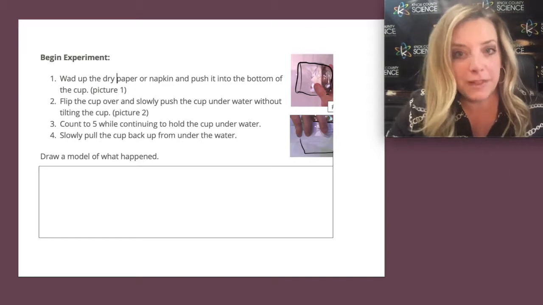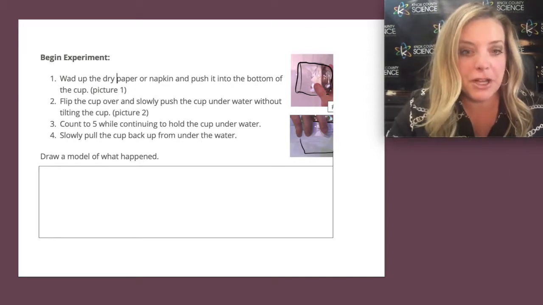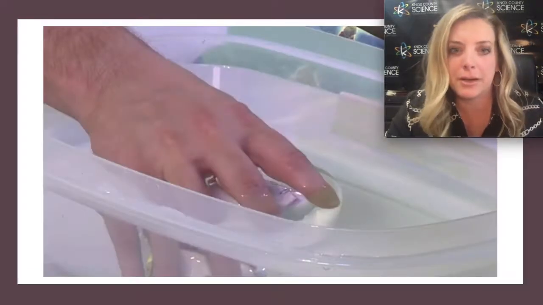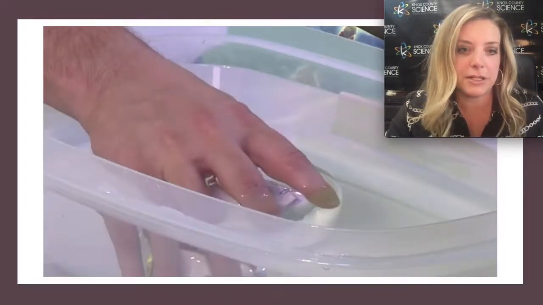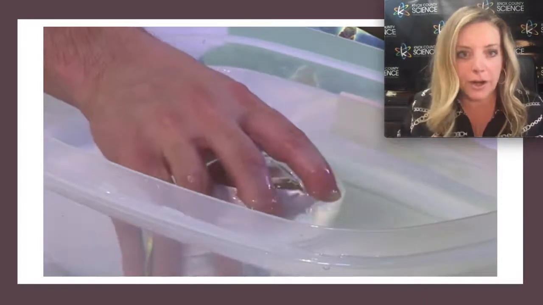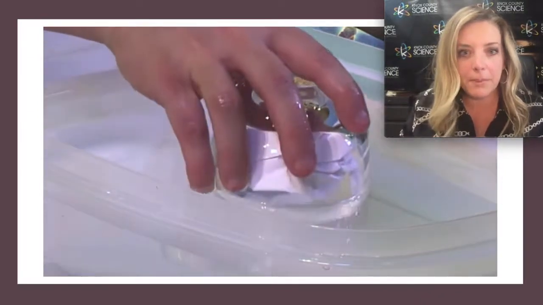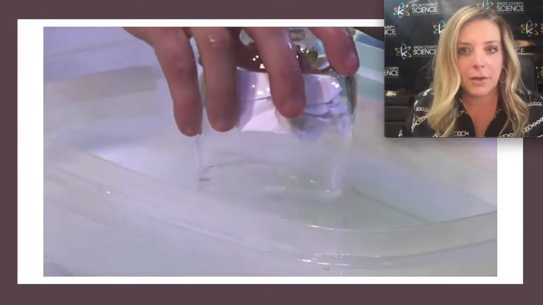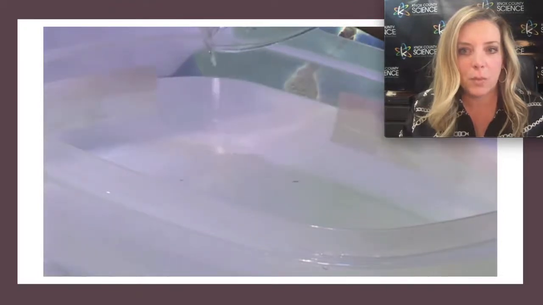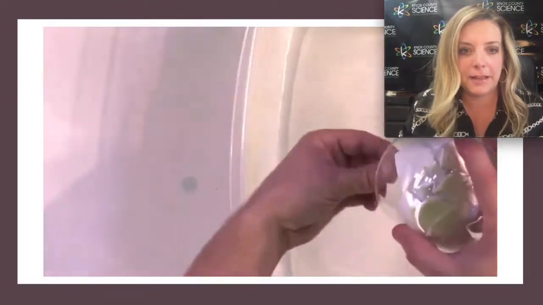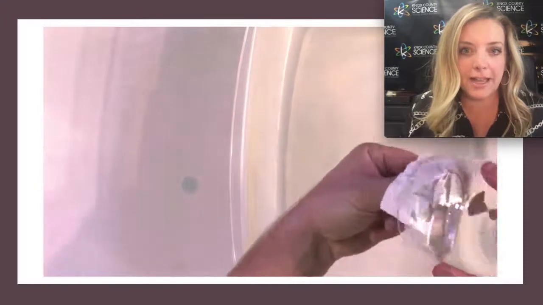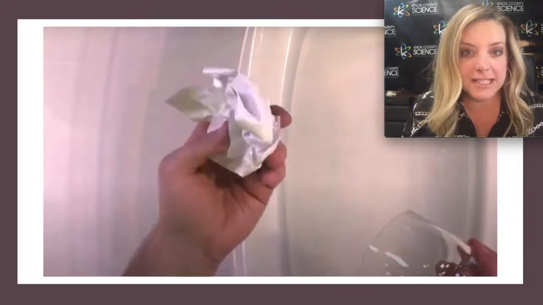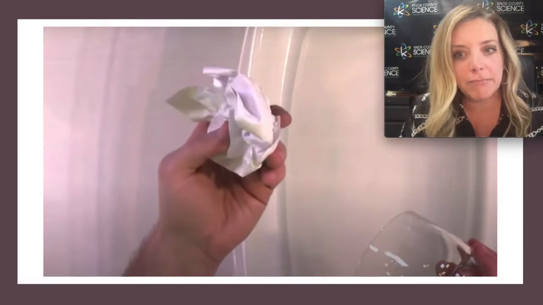This experiment is really fun and kind of cool, but I'm going to show you the video of what happens if you don't get a chance to do it at home. So let's watch and see what happens. He's already got it under the water. Now he's lifting it up. Oh my goodness. What do we see happening? Is it going to be wet or dry? It's dry. Oh my goodness. So how did that happen?